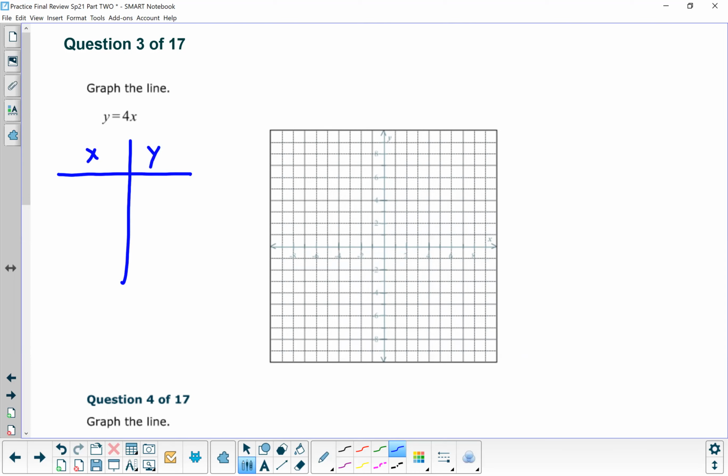Right, so if x is 0, plug in 0 for x, 4 times 0, so we get 0. I'll put that point down. All right, if x is 1, 4 times 1, we get 4, so 1 comma 4. So over 1 up 4, and then draw your line in.